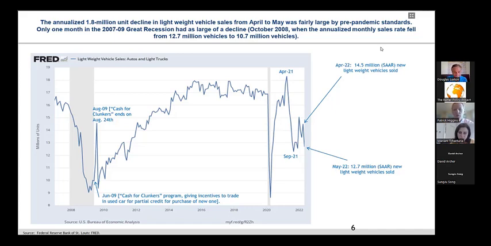And that actually, even though relative to the pandemic it doesn't look that big. If you go to a pre-pandemic scale, there was only 1 month out of the entire Great Recession where there was that big of a decline of sales for monthly auto sales.